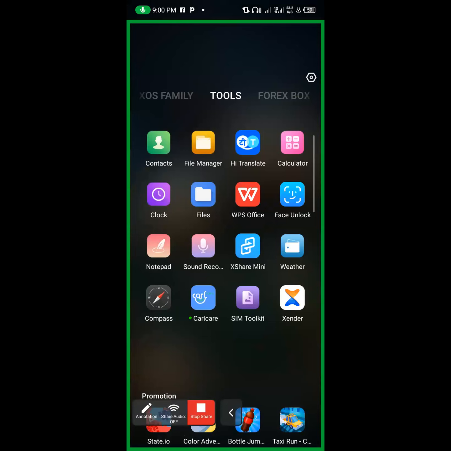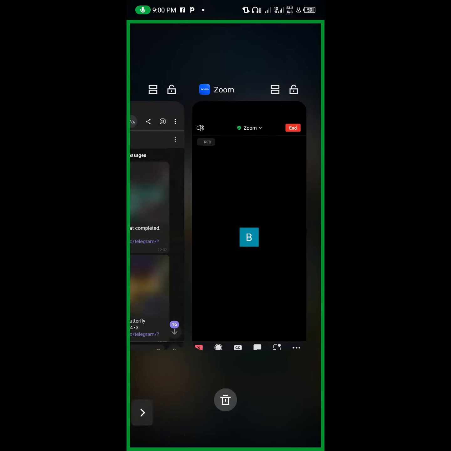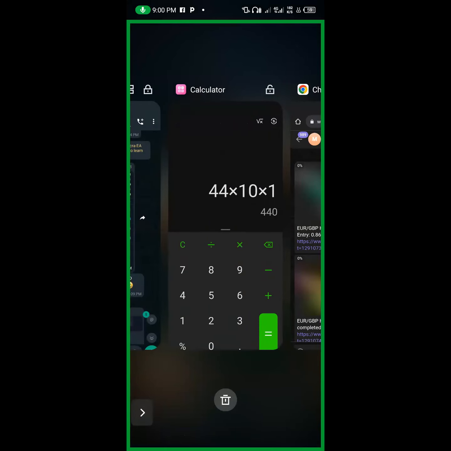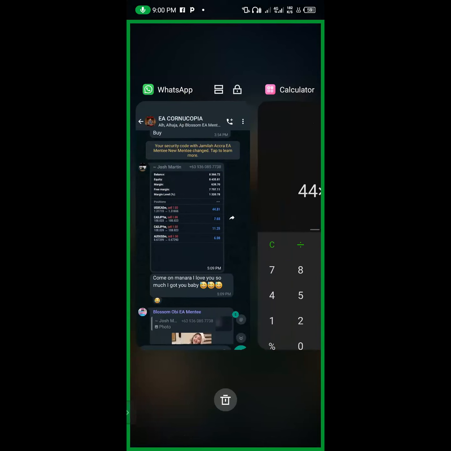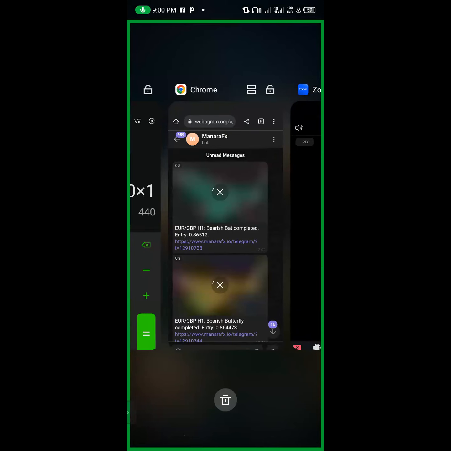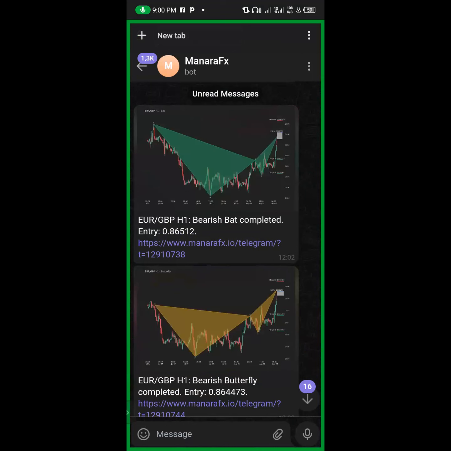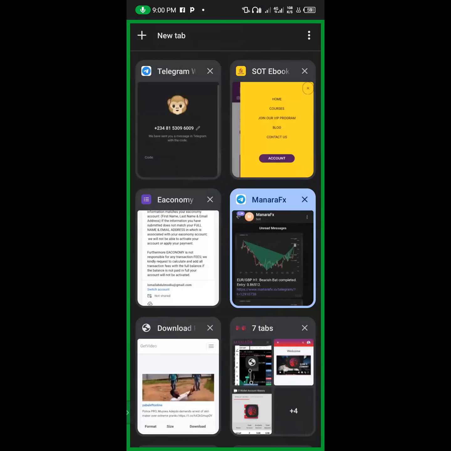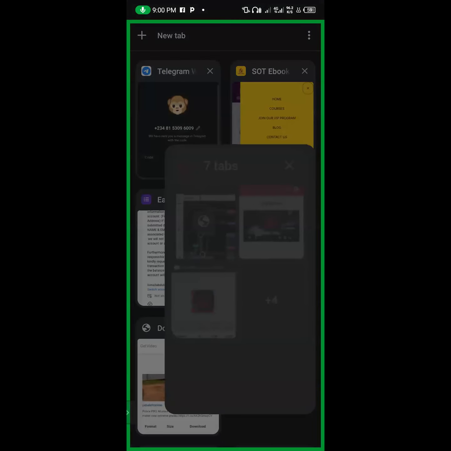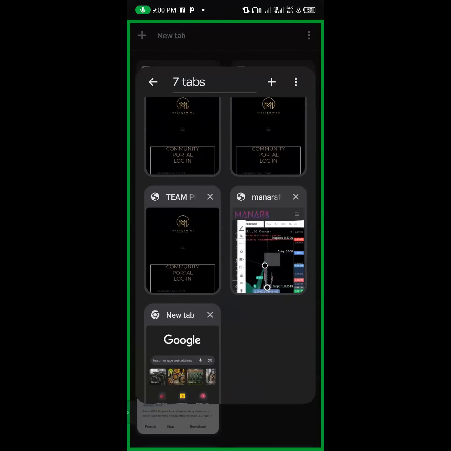Okay. As I was saying, quality trade gives you more money, isn't it? That's what I said. So okay, the Manara thing is up. I'm gonna come back to this.